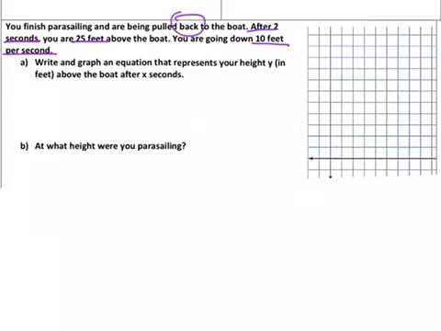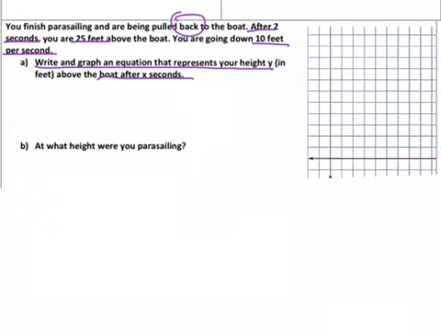the boat, okay? So it first says, write and graph an equation that represents your height y in feet above the boat after x seconds. Okay, so we're going to write and do this. Then we're going to see what height we are actually parasailing at, okay? Now, let me kind of start off with a few things.